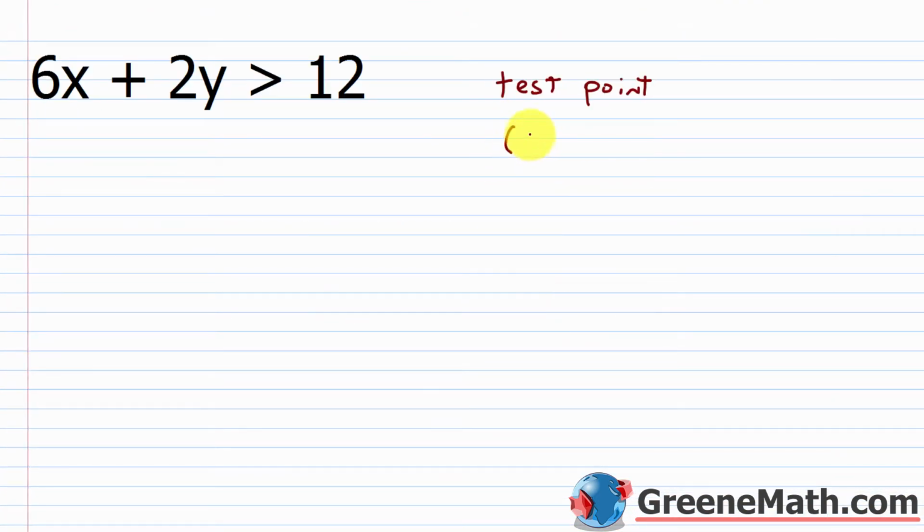So our test point is 0, 0. Essentially, I'm going to plug in a 0 for x and a 0 for y, and what I want to know is, do I have a true statement? This would go away. This would go away. You'd have 0 is greater than 12. Is that true? No, it is not. This is false. Since 0, 0 does not work as a solution, we know it lies in the non-solution region.